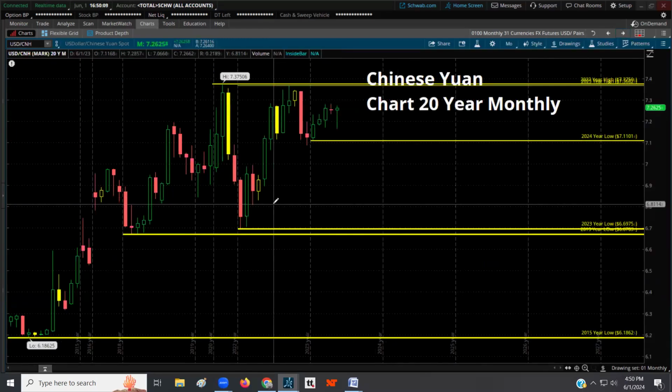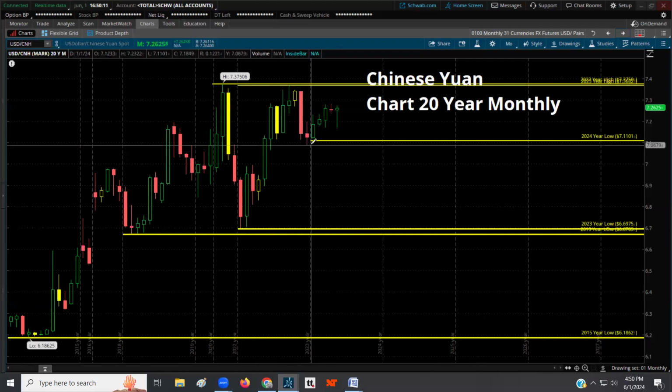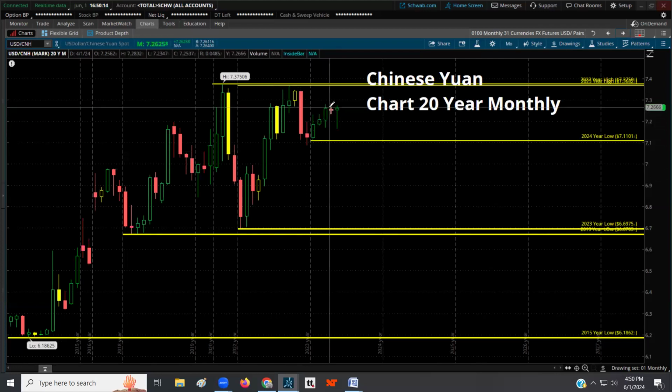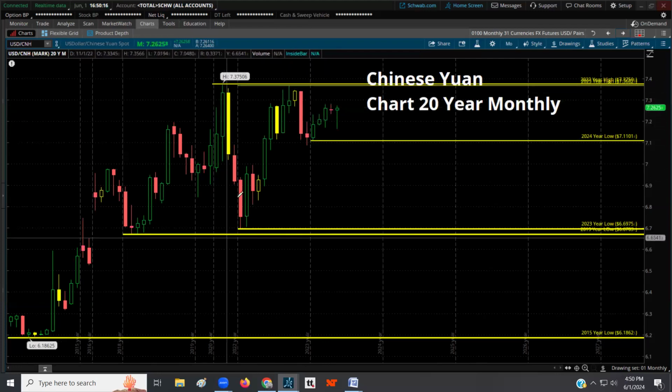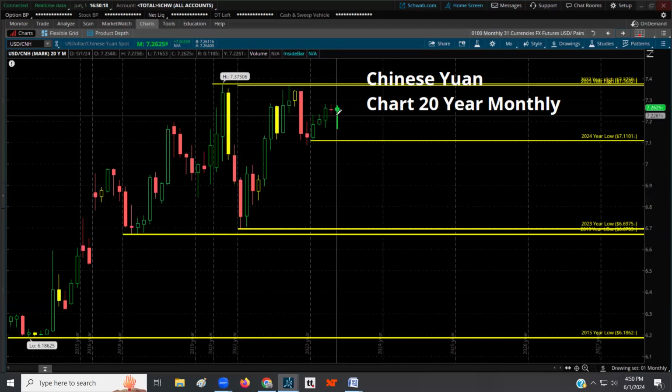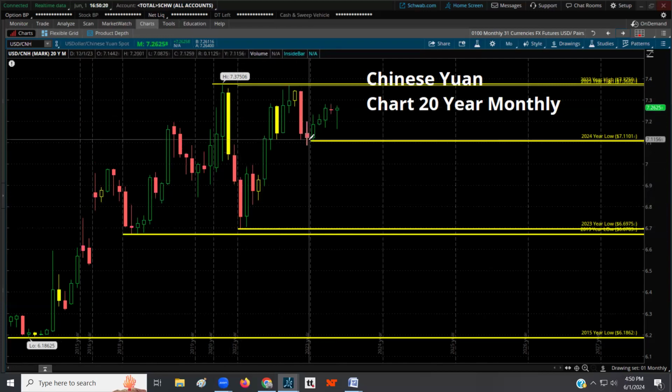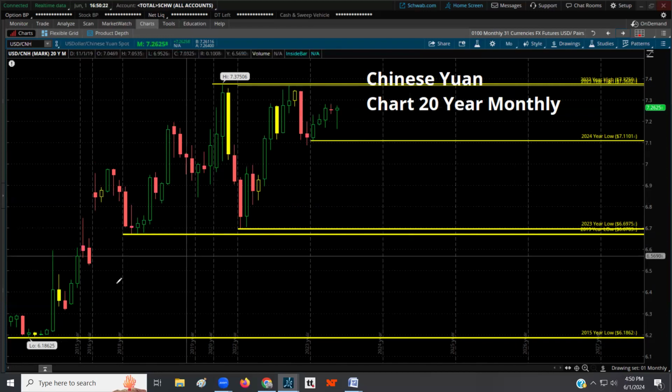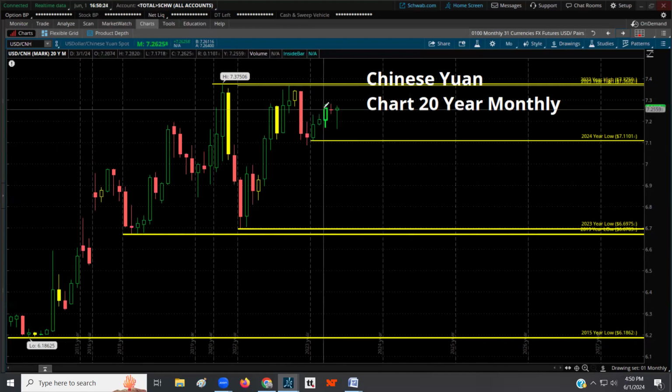And the Chinese yuan. Here's the low of this year. Here's a high of this year. Here's a high of last year. Here's the low of last year. So again, when this is trending up, stronger dollar against Chinese yuan. Again, we're strong. That's nice.